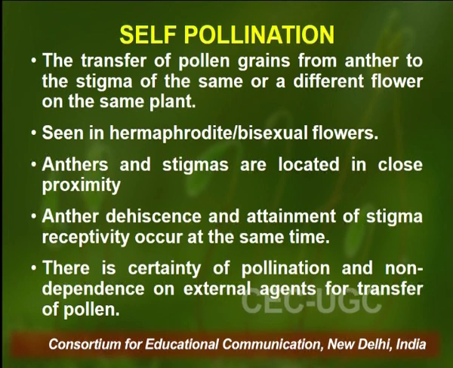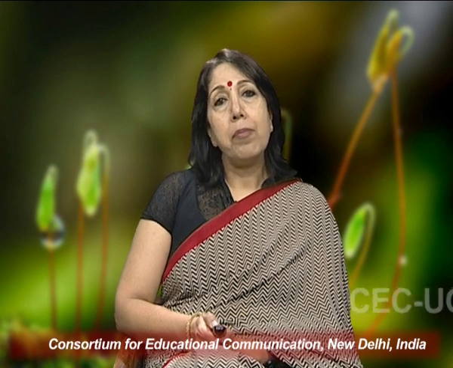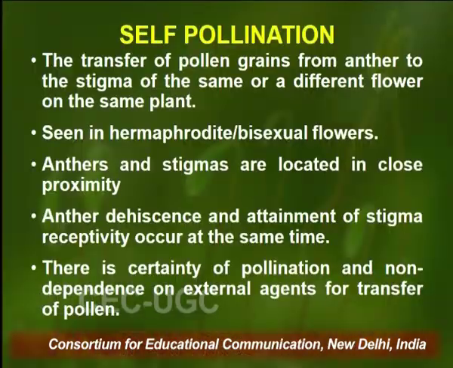It is important for the anther to dehisce at a time when the stigma is ready to receive the pollen grains. So, the time of anther dehiscence and of the receptivity of the stigma has to be the same in order for self-pollination to occur. In case this time is different, then probably the plant has to resort to cross-pollination. There is certainty of pollination in case of self-pollination, and there is no dependence on any type of external agency for the transfer of pollen.